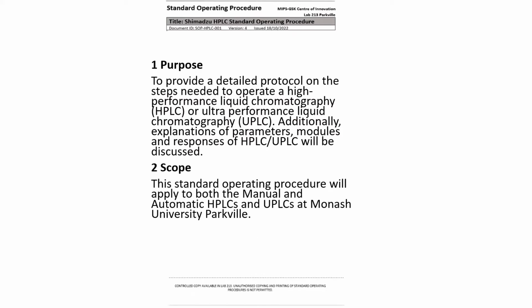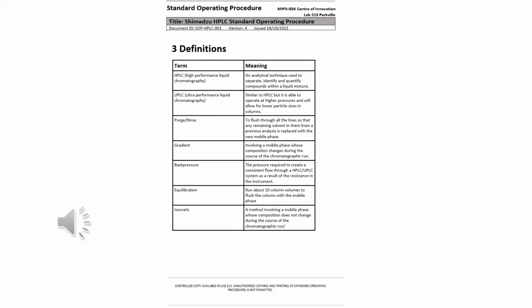The purpose of this SOP is to provide a detailed protocol on the steps needed to operate a HPLC or UPLC. Additionally, explanation of parameters, modules, and responses will be discussed. The scope: this standard operating procedure will apply to both the manual and automatic HPLCs and UPLCs at Monash University Parkville campus. Definitions: you may want to pause the video to have a read.